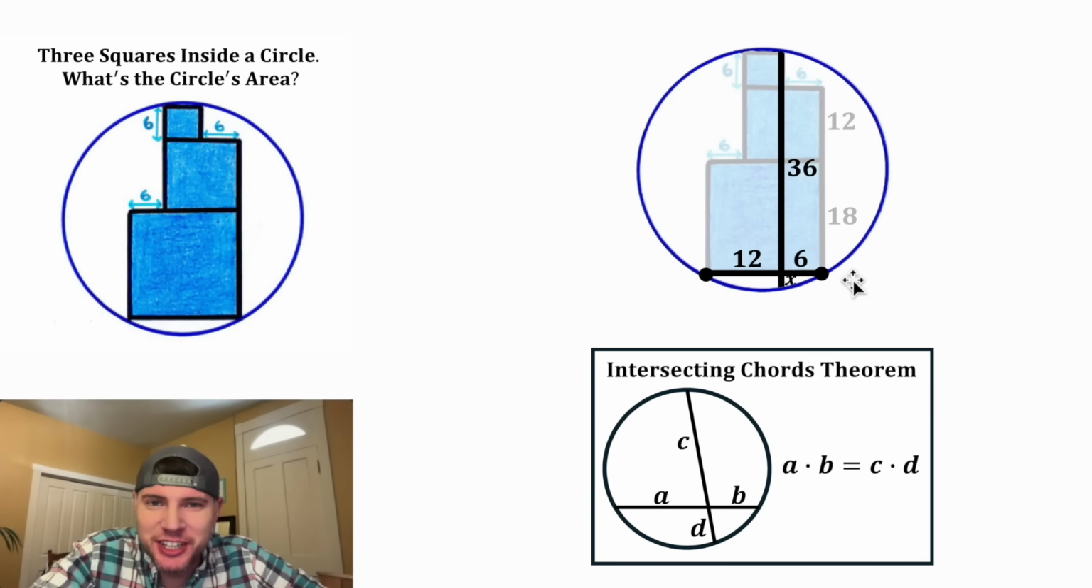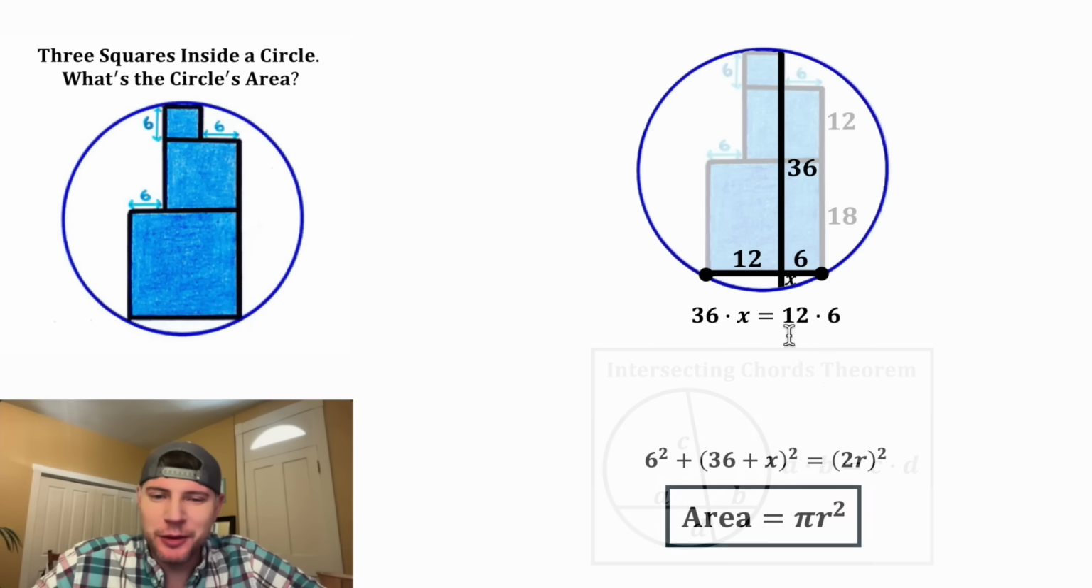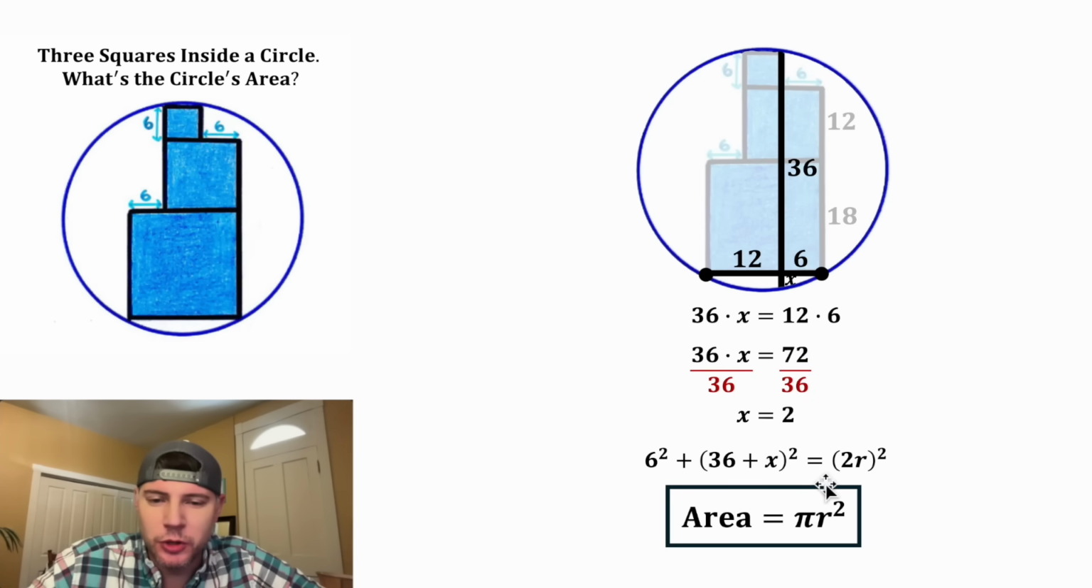Anytime you have two intersecting chords in a circle, it's always true that this times this equals this times this. So using these notes, we can say 36 times x equals 12 times 6. And then to clean this up, 12 times 6 is equal to 72, and then we can divide both sides by 36. And that's going to give us x is equal to 2.